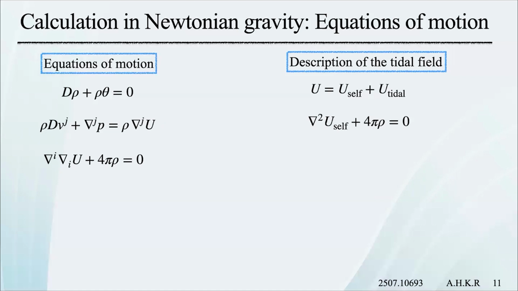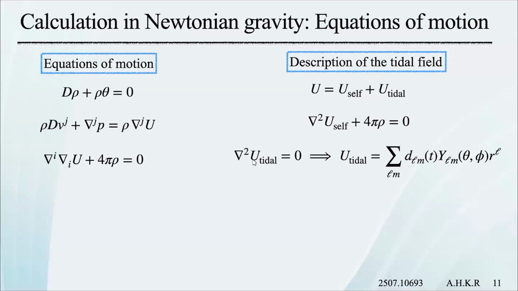The self field is sourced by the density inside the star, so it satisfies the Poisson equation. And the tidal field, on the other hand, is sourced by the other object. So this satisfies the Laplace equation, and the Laplace equation can be solved analytically. So the tidal field is given by a spherical harmonic decomposition.